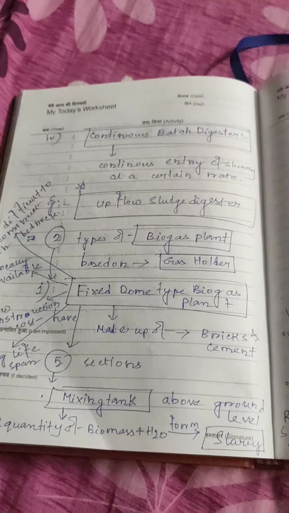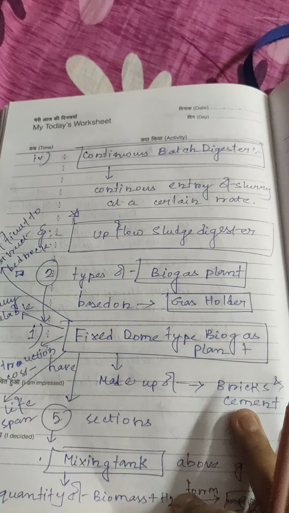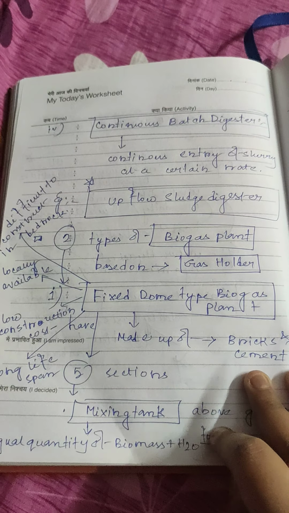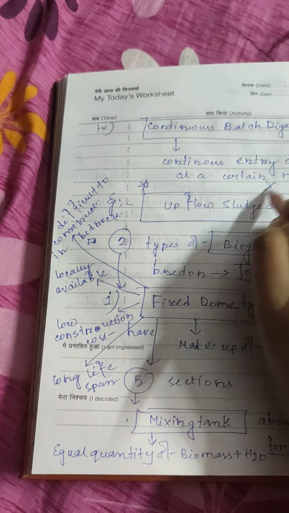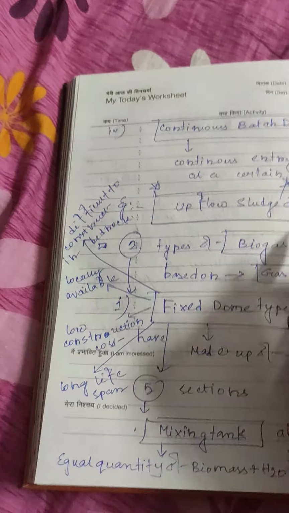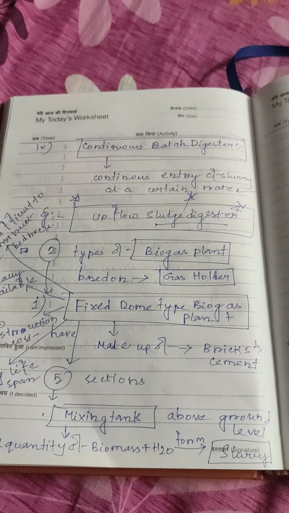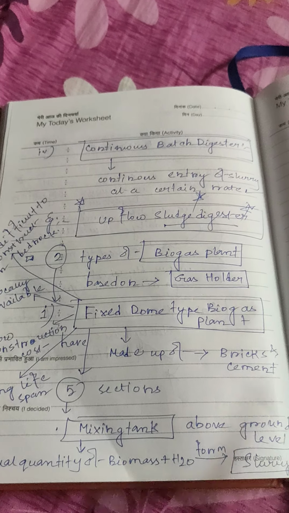The fourth and the last one is the continuous batch digester. In the continuous batch digester, continuous entry of slurry at a certain rate is done. An example of continuous batch digester is the upflow sludge digester.